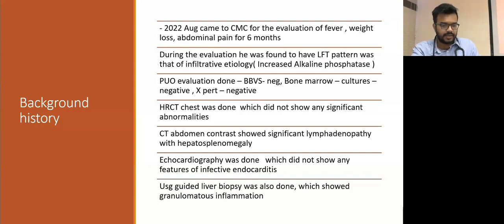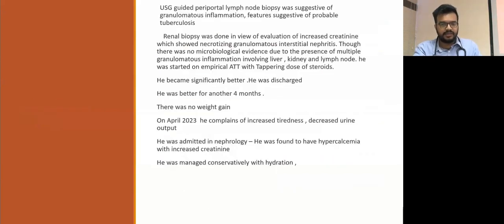Ultrasound-guided liver biopsy was done, which showed granulomatous inflammation. A USG-guided periportal lymph node biopsy was also done, which again showed granulomatous inflammation, suggestive of probable tuberculosis. Renal biopsy was also done in view of elevated creatinine. After the patient got admitted, his creatinine also started to increase, and urine routine was normal at that time. After consulting with the nephrologist, we did the renal biopsy, and it showed a necrotizing granulomatous interstitial nephritis, though there was no microbiological evidence of any tuberculosis.